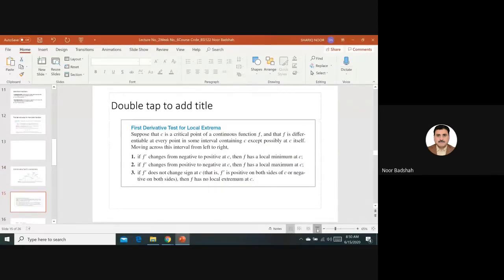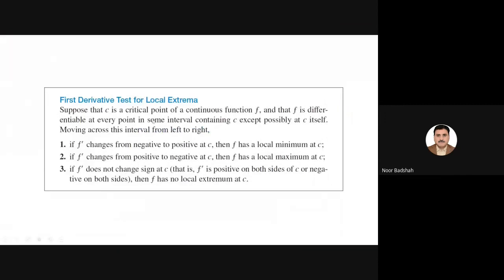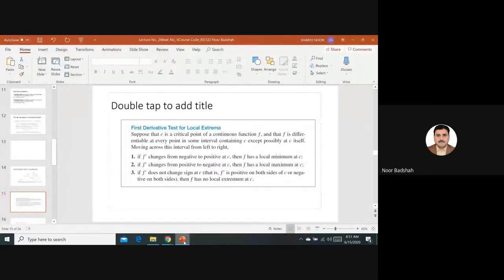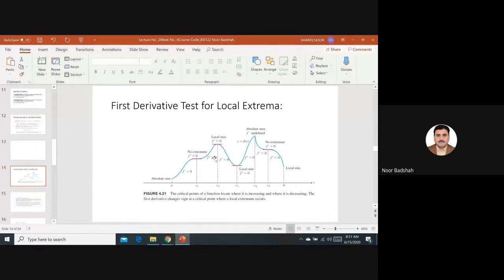Right. So that is the first test for observing the local max or local min of a function. That's what I explained in the graph. We have four cases: left increasing, right decreasing, local max. Left decreasing, right increasing, local min. Left increasing, right increasing, no extreme. And left decreasing, right decreasing, no extreme.